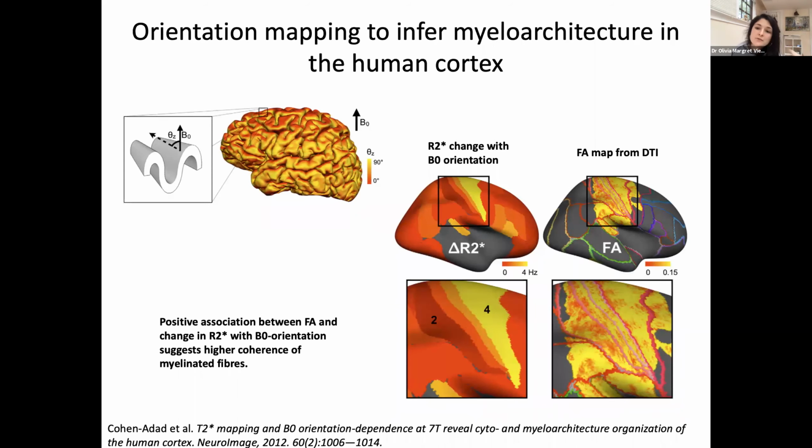And to show an example of microstructure-induced orientation effects, I would like to point out this study by Julien Cohen-Adad, who mapped R2 star changes with B0 orientation and fractional anisotropy from diffusion tensor imaging. So here you can see that the motor cortex has a high FA and a high R2 star change with B0 orientation change. So this association between FA and R2 star orientation dependence is interpreted as a higher structural coherence of myelinated fibers in this area.